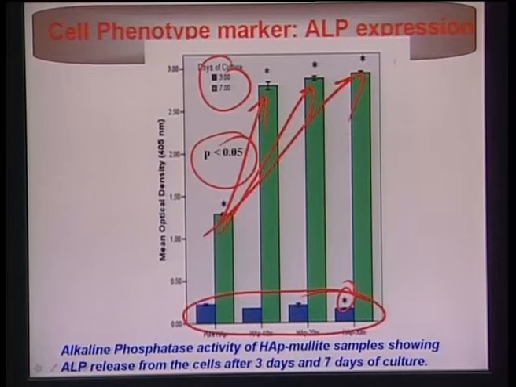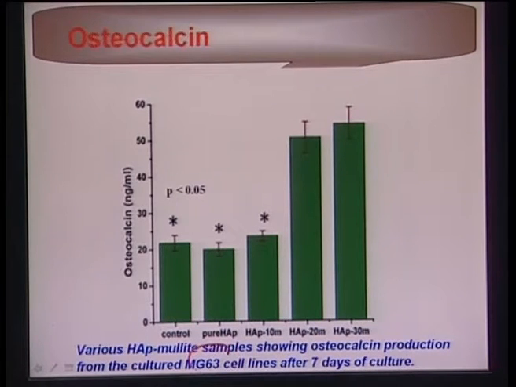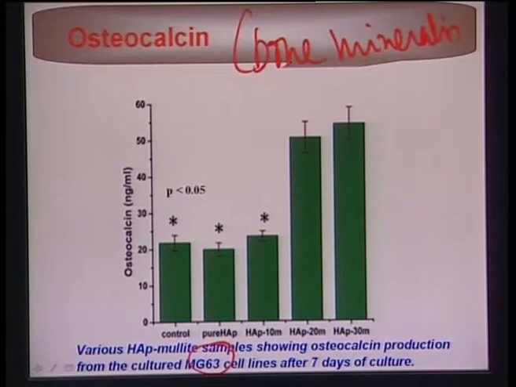That means that these materials show better osteogenic differentiation property when L929 cells were cultured on this material. These are like Mg63, that is, the osteoblast-like cells, cultured on this material. Now, osteocalcin, which is a bone mineralization marker. So essentially this bone mineralization property is evaluated.